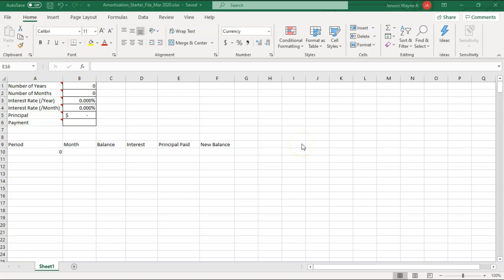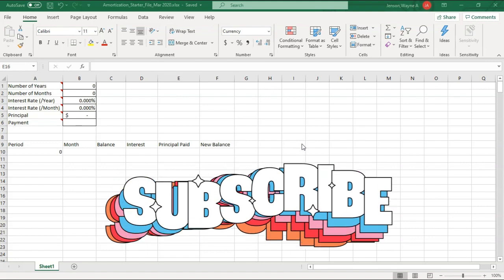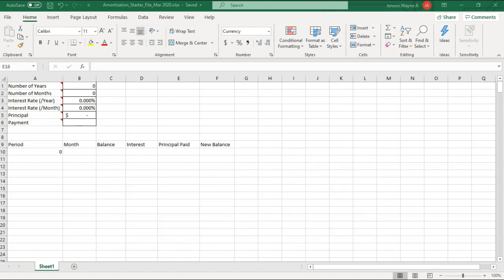This screencast is to demonstrate how to complete the assignment to create an amortization schedule. And so I'm going to start by downloading the starter file that's included in the assignment. And the first thing we're going to do is determine the number of years. We're going to fill out this block up here in the upper left-hand corner. So we're going to just assume we're going to do a mortgage on a house for 30 years.